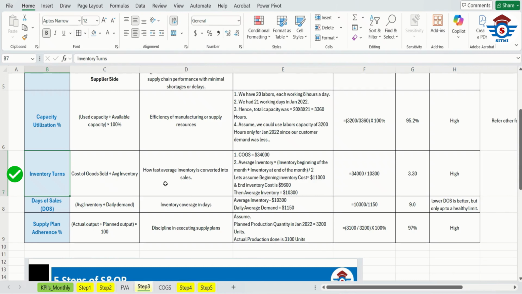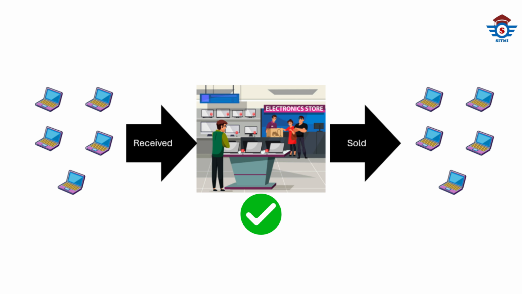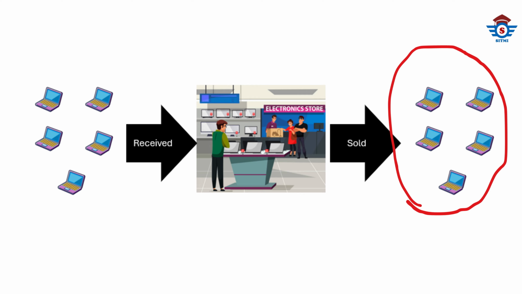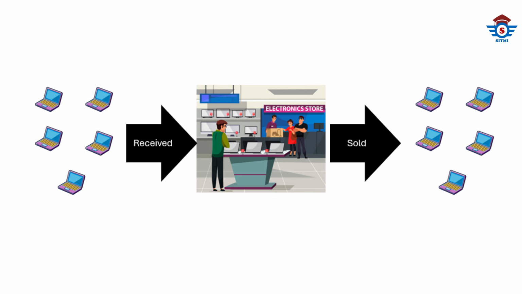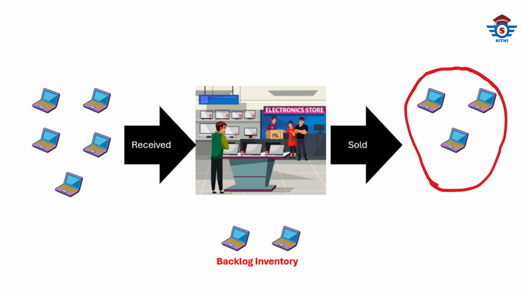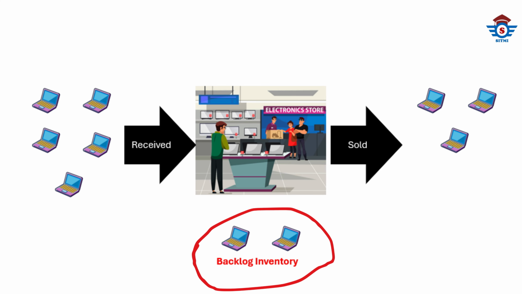Let's take a simple example. Let's assume you are a shop owner selling laptops and you get 5 laptops every day in your shop and you sell those 5 laptops every day. That means your average inventory is getting sold very fast. But let's take an example where you are getting 5 laptops every day, but you are selling only 2 or 3 laptops each day. That means your inventory is not getting sold very fast, or it is not converting into sales very soon, and that is not good practice in the business.